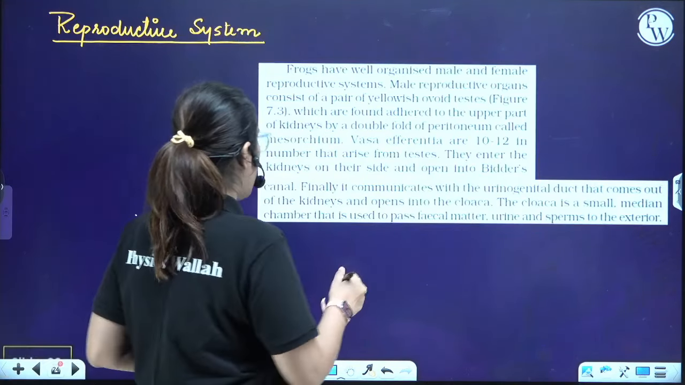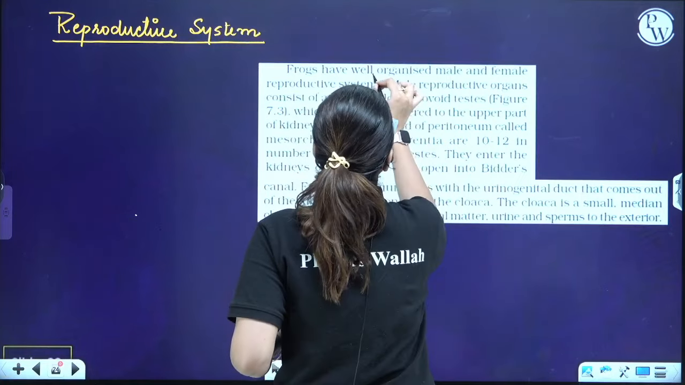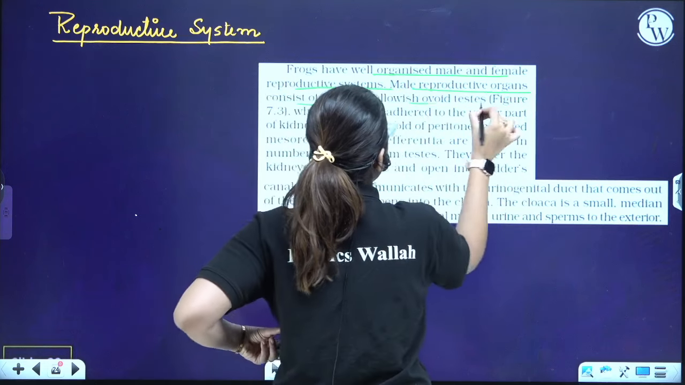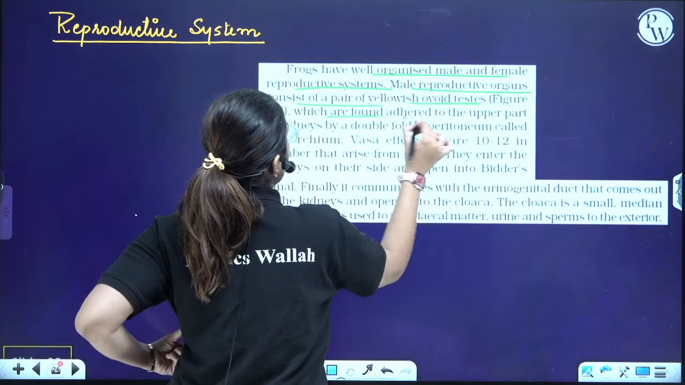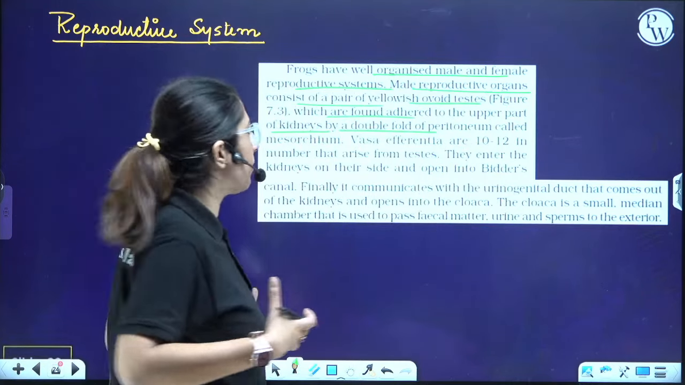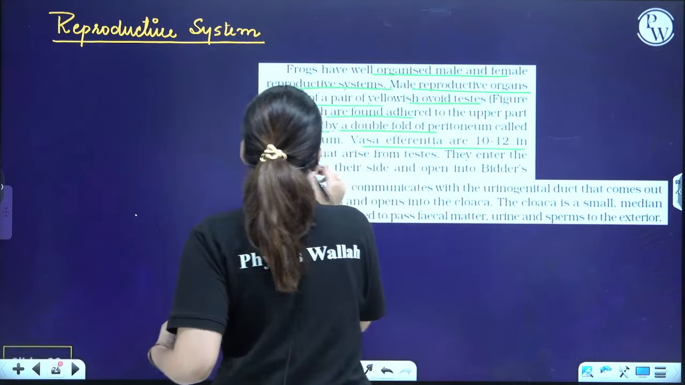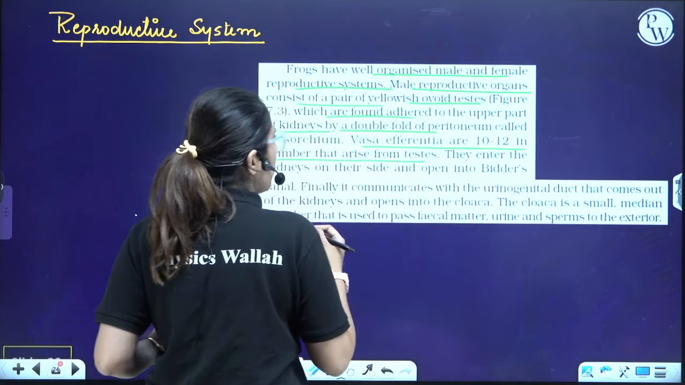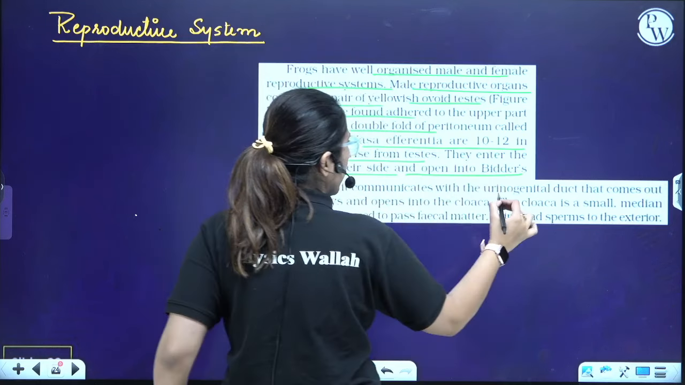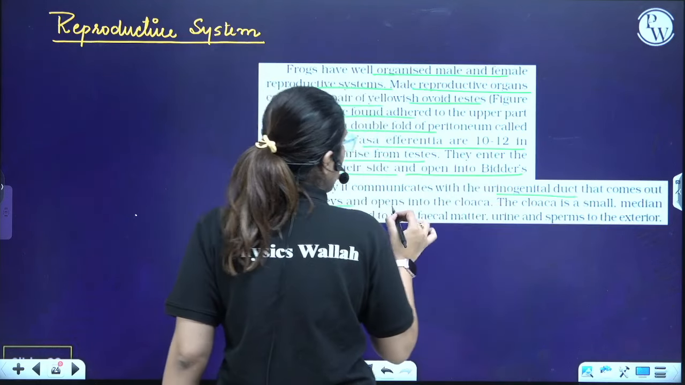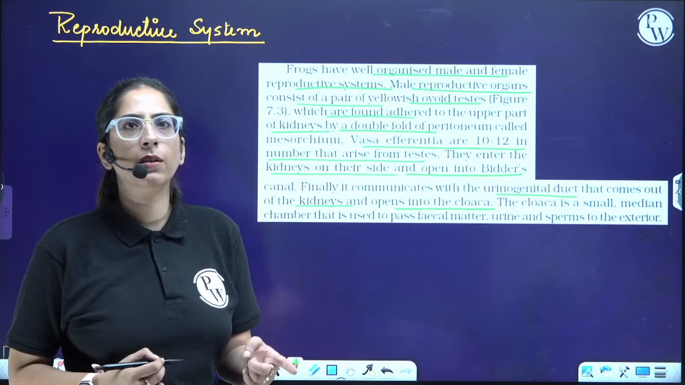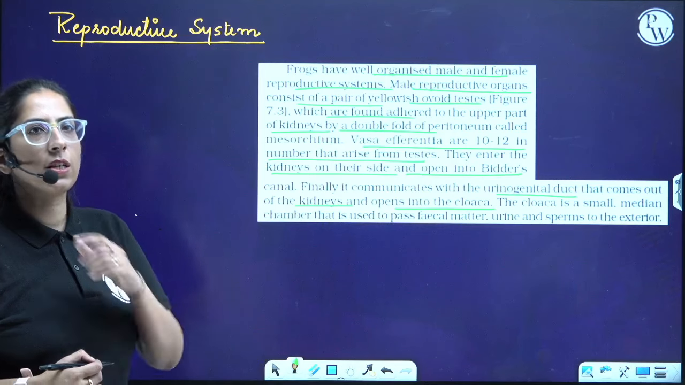Frogs have well-developed male and female reproductive systems. Let's do NCERT reading fast. In the male, well-developed testes are found adhering to the upper part of the kidney by a double fold of peritoneum. Vasa efferentia, 10 to 12 in number, arise from the testis. They open into the Bidder's canal, which finally communicates with the urinogenital duct that comes out of the kidney and opens into the cloaca. The cloaca is a small median chamber used to pass fecal matter and urine to the exterior. Clear?